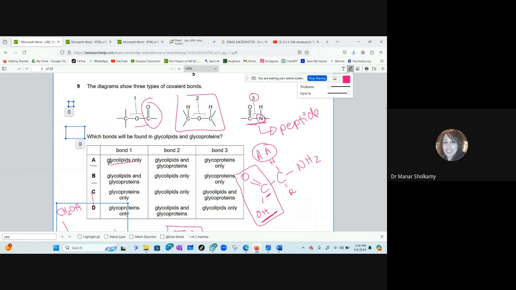Why is bond 1 glycolipids only? Because there is no nitrogen in bond 1. So it is not a protein. Are you with me? So the answer to question 9 is A.